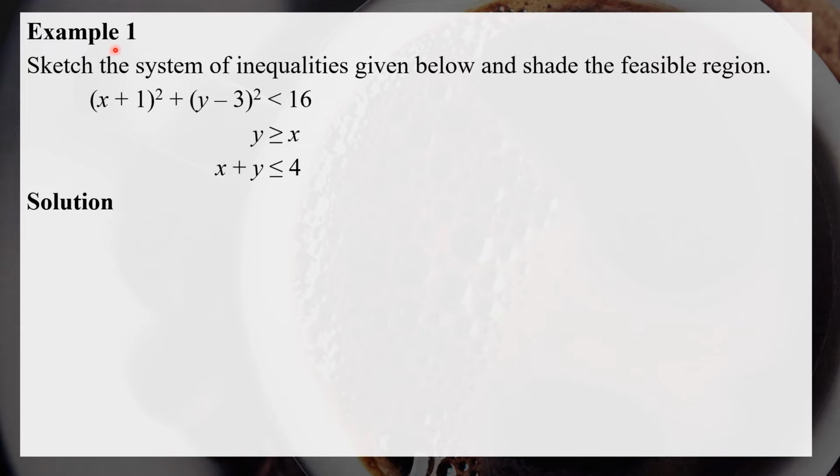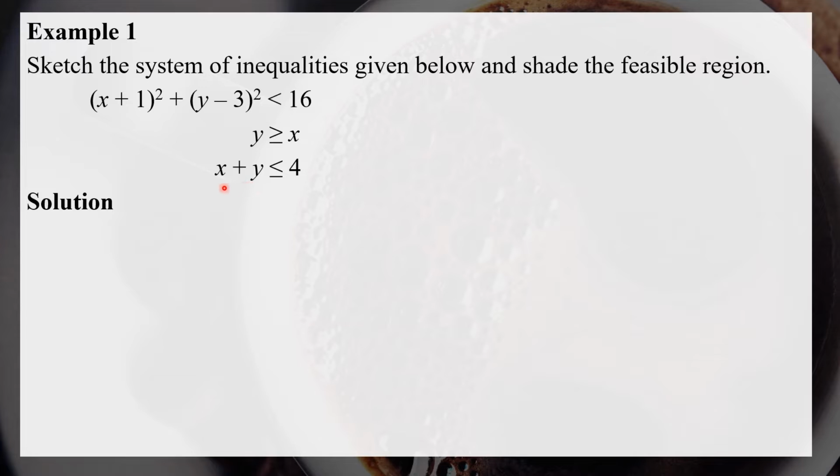Let's look at the first example. Sketch the system of inequalities given below and shade the visible region. So here is our system of inequalities. In the first step, we have to make sure that our variables of y are positive. In this case, all of the variables of y are in positive form. So you can look at here, y is positive, here y is positive, and here y is positive.